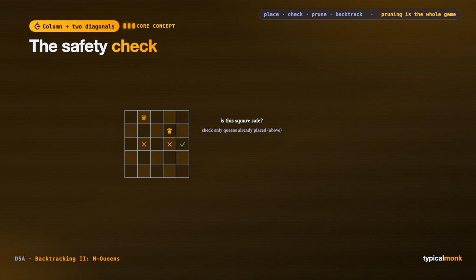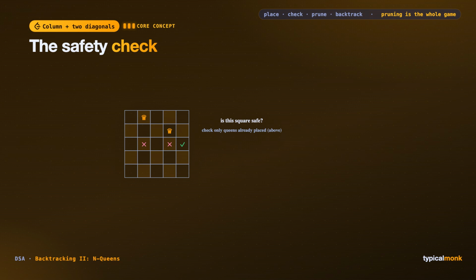At the heart of the algorithm is one question, asked over and over: is it safe to place a queen on this square? Let us define exactly what safe and unsafe means. Because we place row by row, from the top down, any queen that could conflict with the one we are about to place is already on the board, in a row above. So we only need to check against the queens already placed.